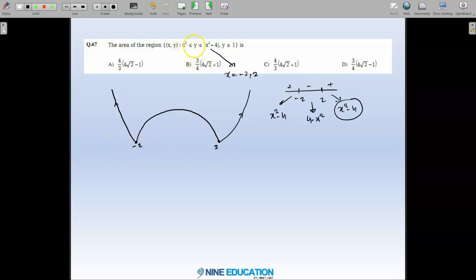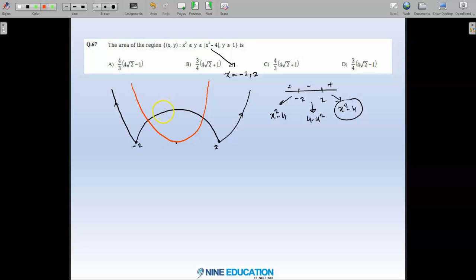Now what about this x square less than or equal to y? For that, let's imagine that we are drawing y equal to x square itself. So the graph of y equal to x square will be something like this. Okay, upward parabola. Let's draw it a little properly. So this is the graph for y equal to x square.